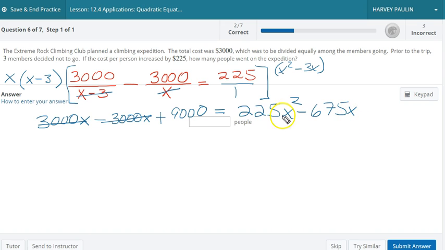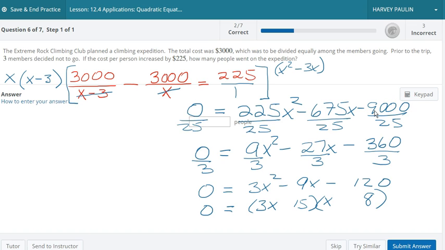But to put this in standard form, I have to bring that positive 9,000 over. It becomes a negative 9,000. And then I looked and I said, well, I could take out a 5, but I could also take out a 25, which I did. And then I saw I could take out a 3 also. So theoretically, I could have taken out a 75 from each of these just to make it a little simpler. And then I ended up with this.